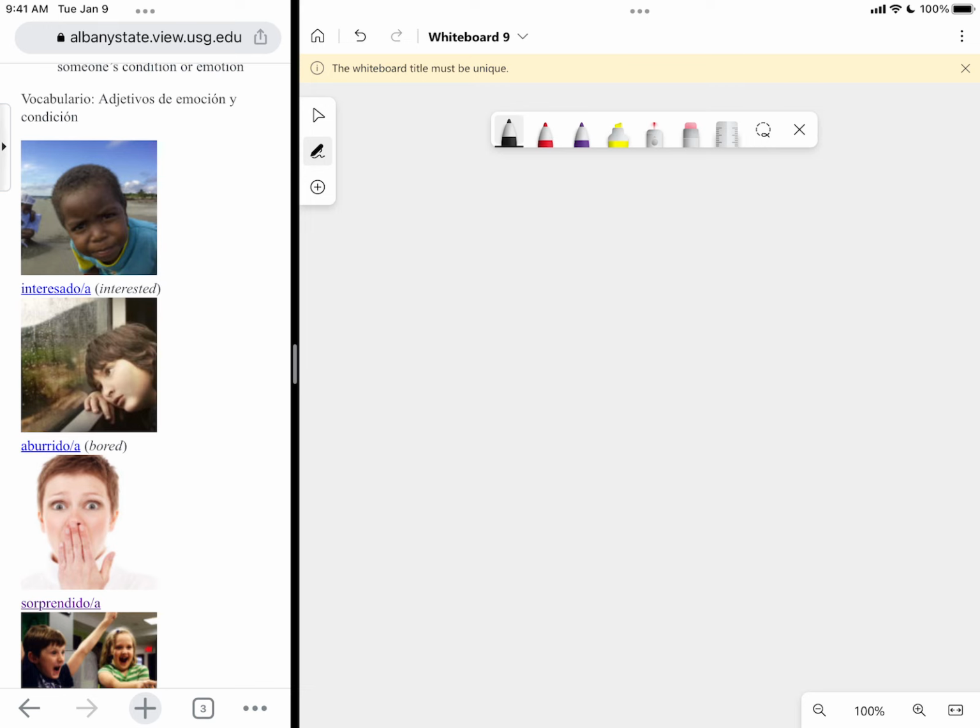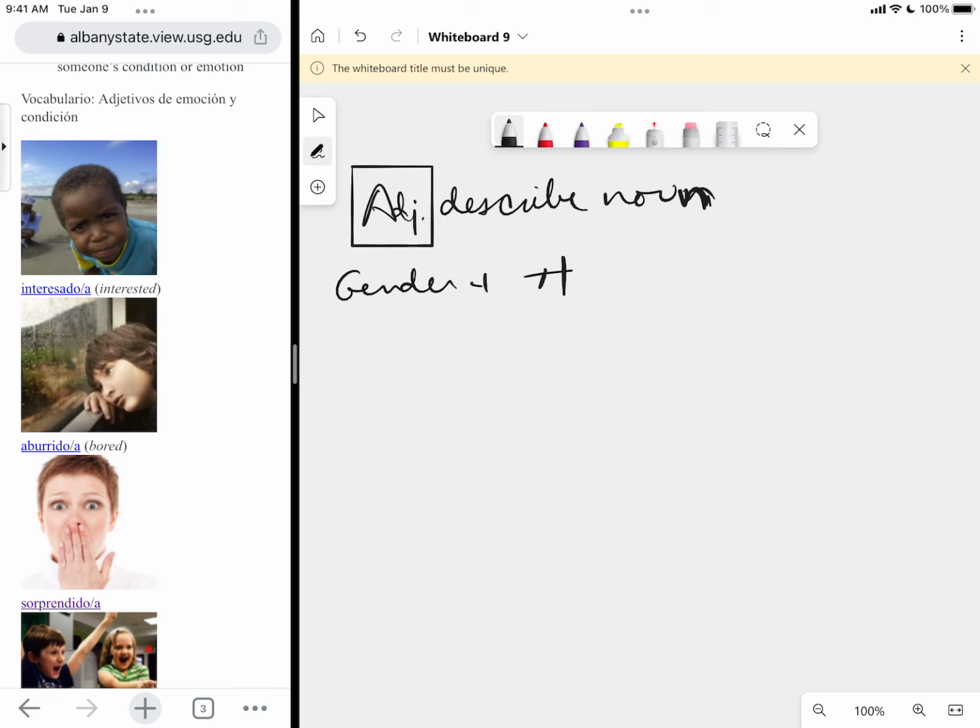So again, to review from the previous one, adjectives describe nouns, so people, places, and things. So emotions are things, right? And conditions are things, so we're describing those with adjectives. We talked about he is a tall boy, she is a blonde girl, and so on. And one of the rules that we found out was that adjectives have to match in gender and number. And what does that mean? This means that they are either male or female, or they're singular or plural.